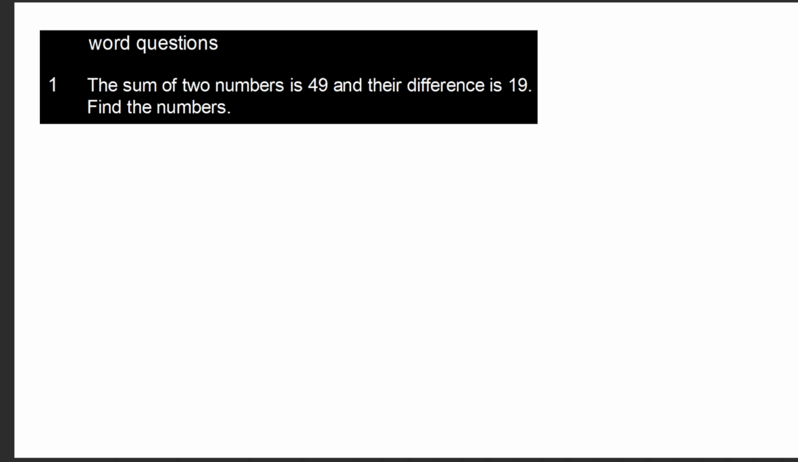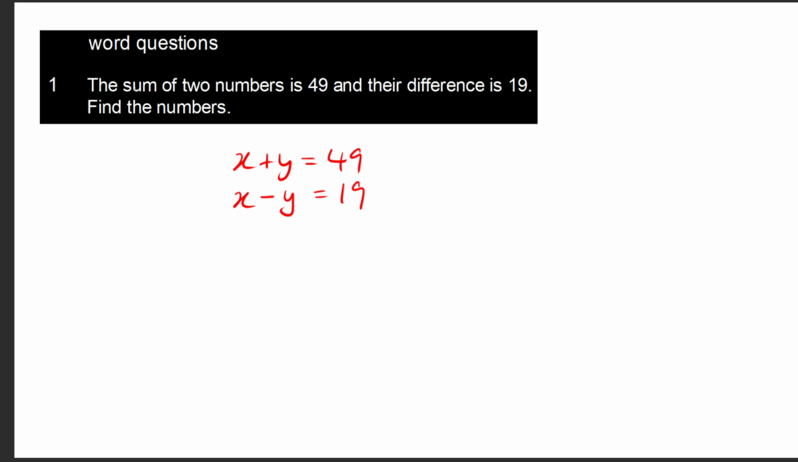The sum of the two numbers is 49. That means that the two numbers add together to make 49. So I can write this as one of my equations. Their difference is 19. Well, that means if I take the bigger one, let's assume that X is the bigger one, and I subtract the other number, it's going to have to be 19.